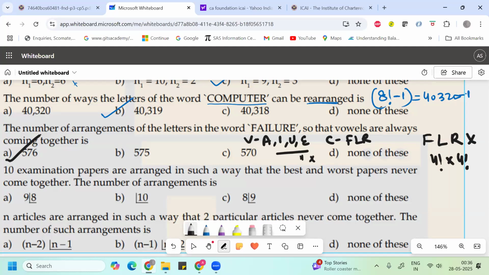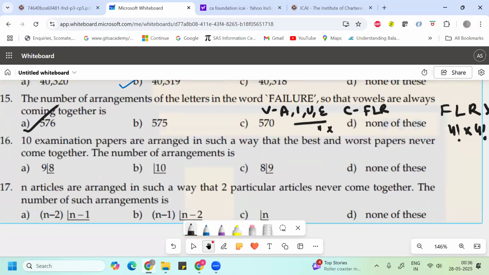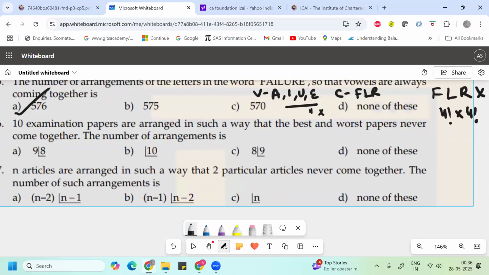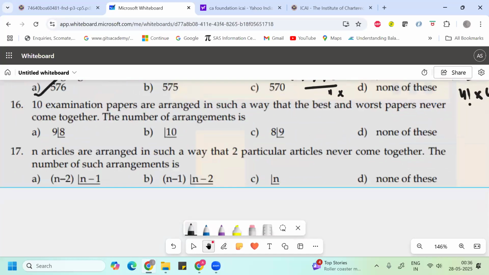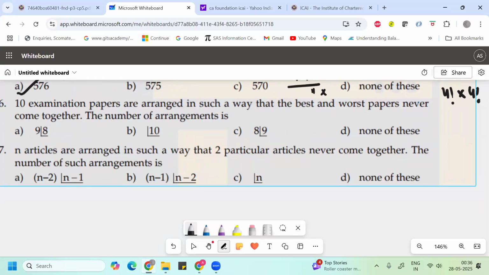Okay, going further, 10 examination papers are arranged in such a way that the best and worst paper never come together. Best and worst never come together. So here the same thing came in the next question also. Your 16 and 17 are the same thing only. So let me first do 16. You have total 8 papers plus the best paper plus the worst paper. So total 10 papers are there.